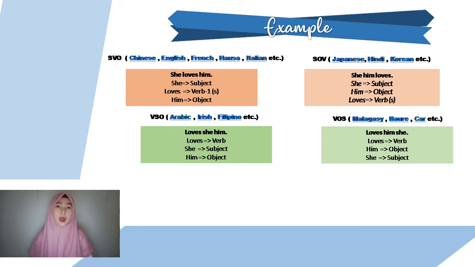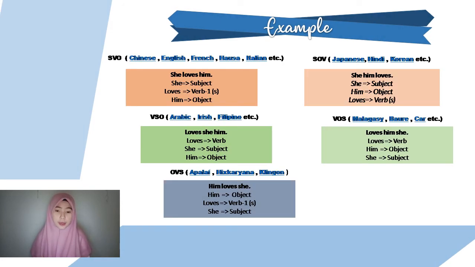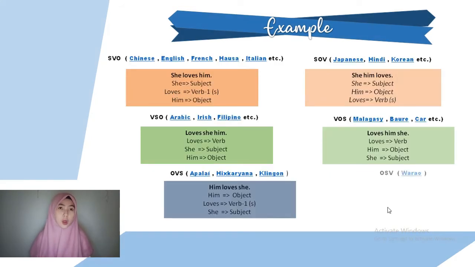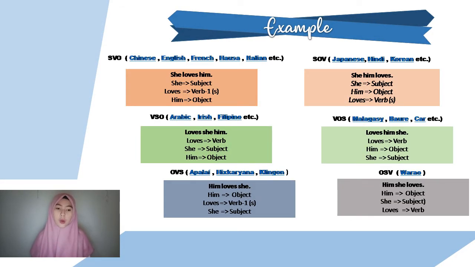Okay, next, OVS is used in Hixkaryana and Klingon. For example, him loves she. Him is object, loves is verb, she is subject. And the last, OSV is used in Warao. Example, him, she loves. Him is object, she is subject, and loves is verb.